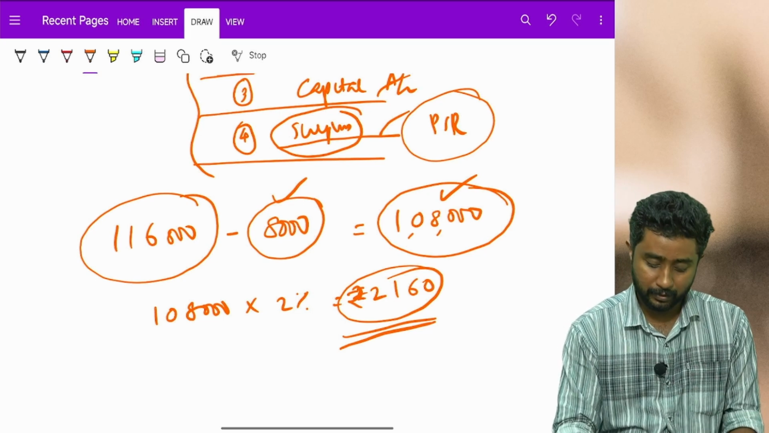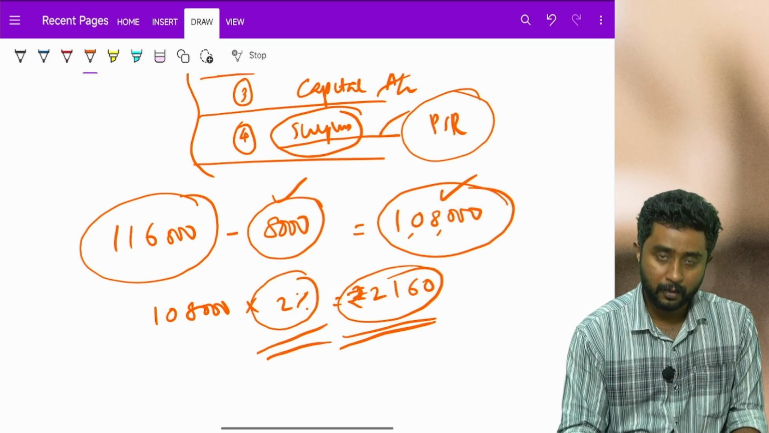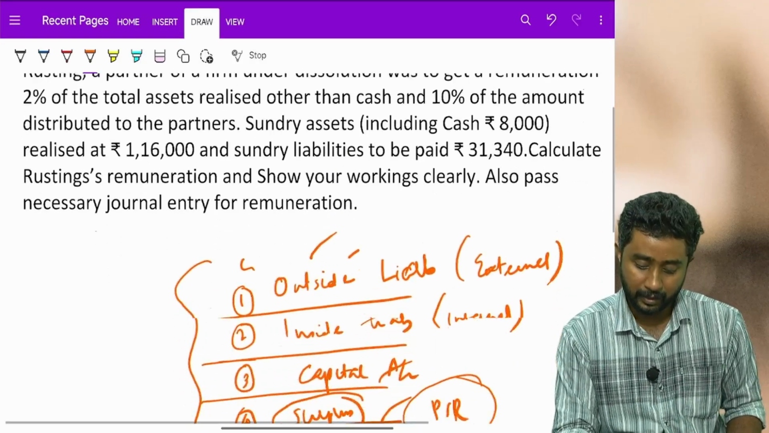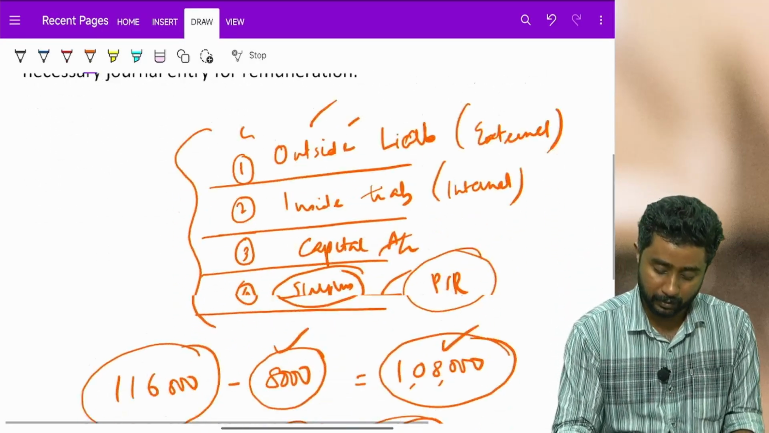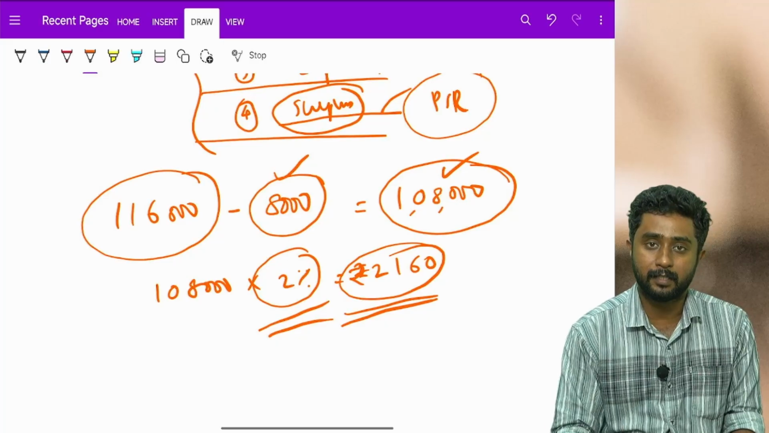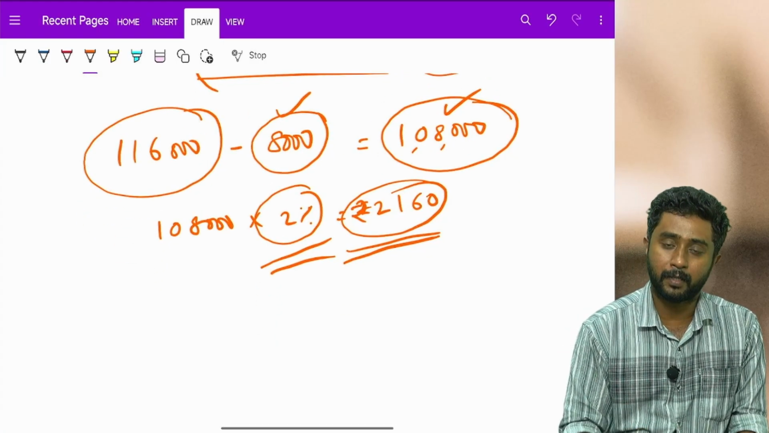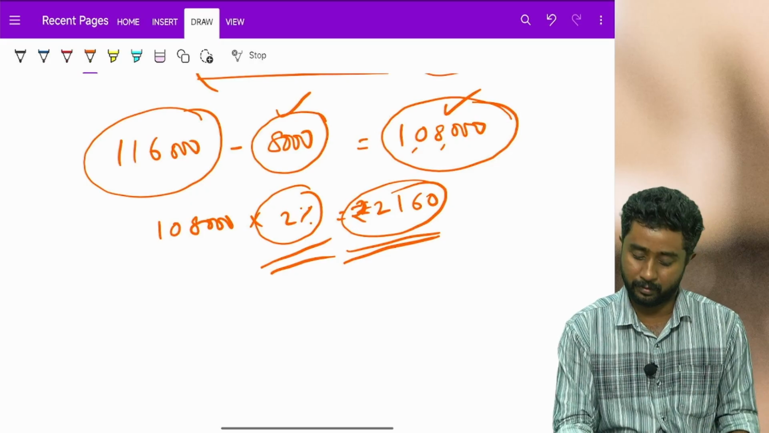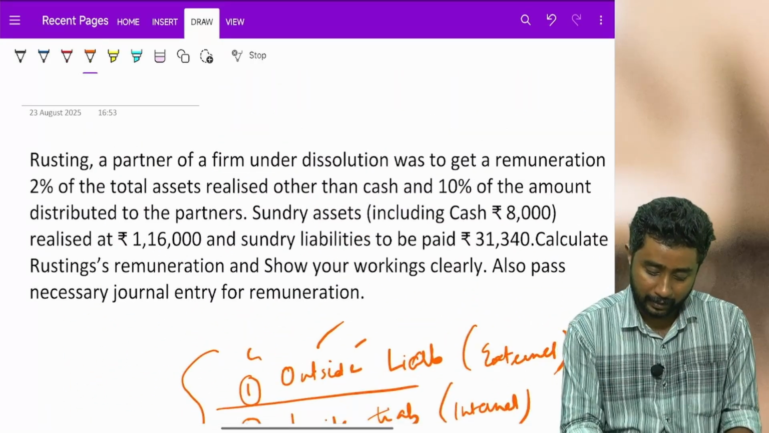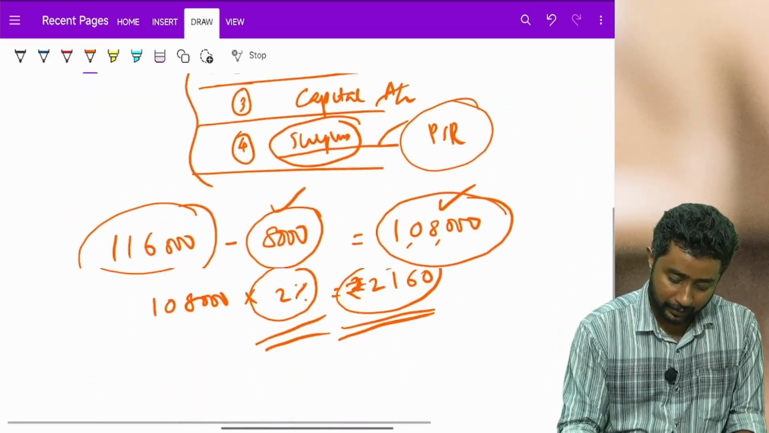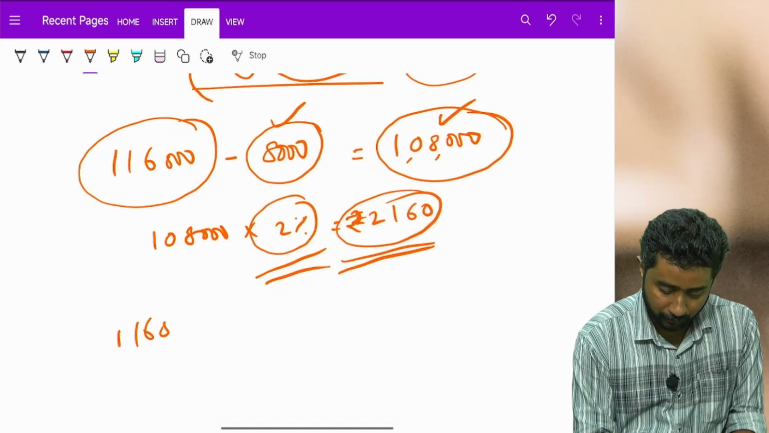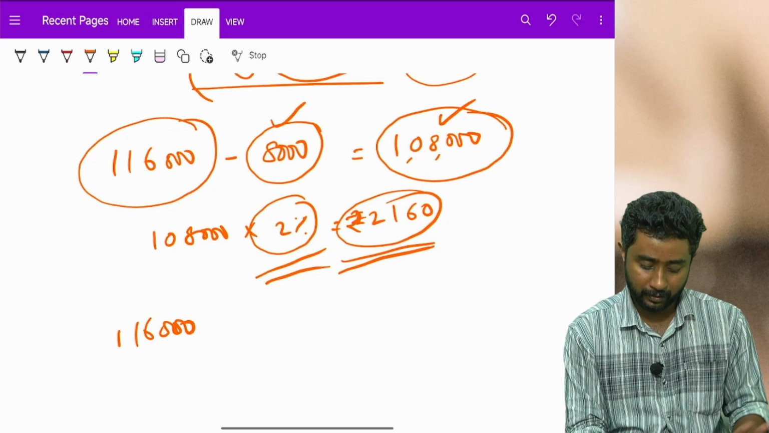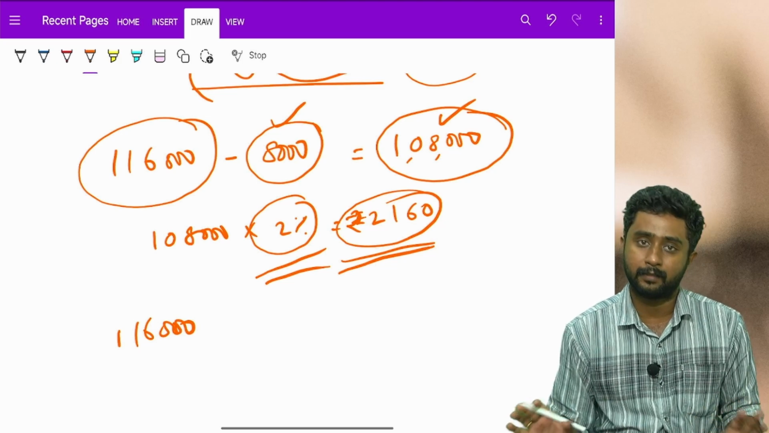This accounts only for the 2% of total assets realized other than cash, and then 10% of the amount distributed to the partners. What do you mean by amount distributed to the partners? It means after this process of dissolution, whatever amount is remaining, it will be given to the partners. Here, 1,16,000 is available with the firm after selling the assets, including cash. So totally 1,16,000 is there.